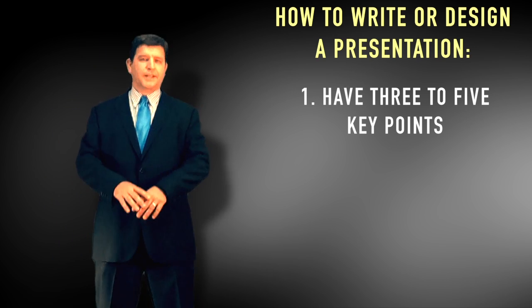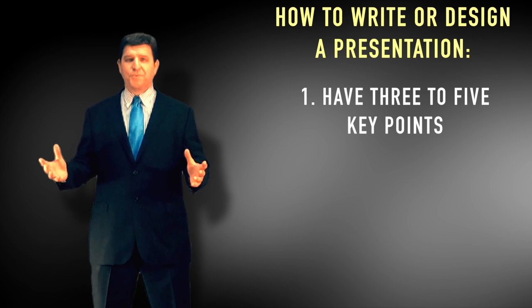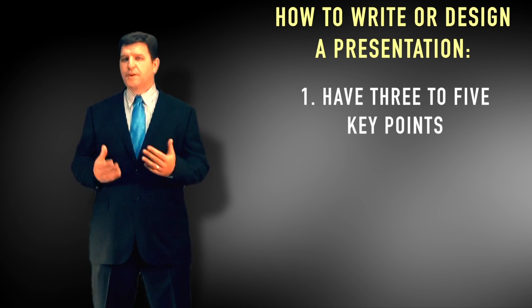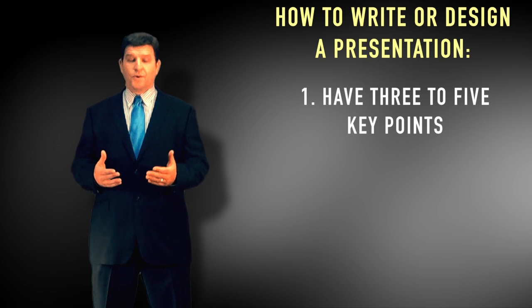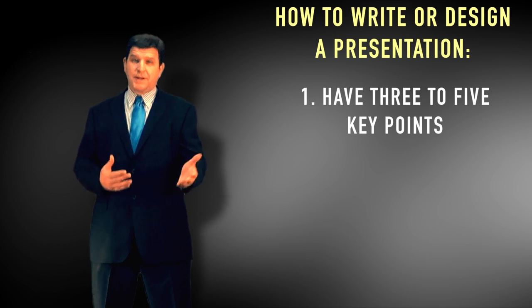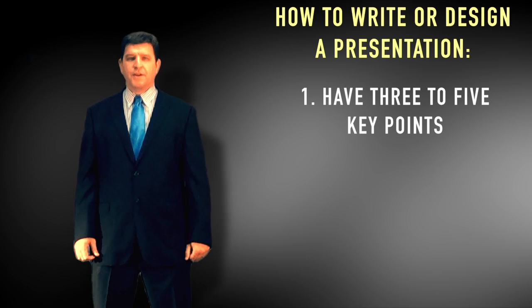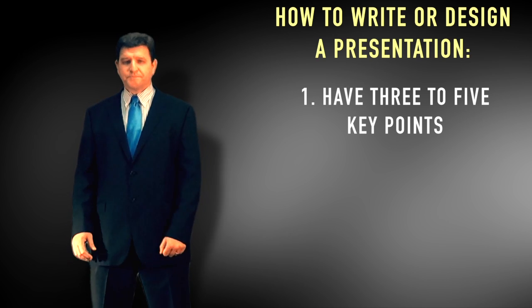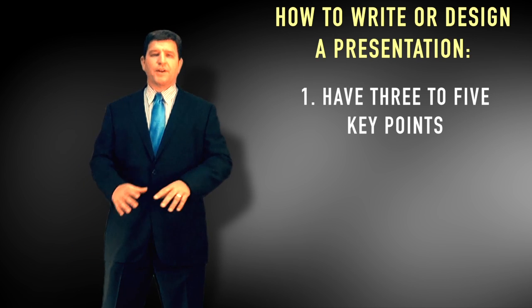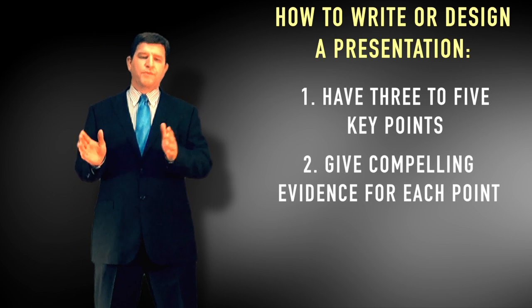Instead of trying to cover 15, 20, 30, 100 different bullet points in your presentation, focus on the 3, 4, 5 most important things. And if it's a short presentation, you might just focus on one thing. If you do that, you're going to be much more concise and your audience is going to be more into your presentation. Second thing you want to do is prove that your bullet points are true.